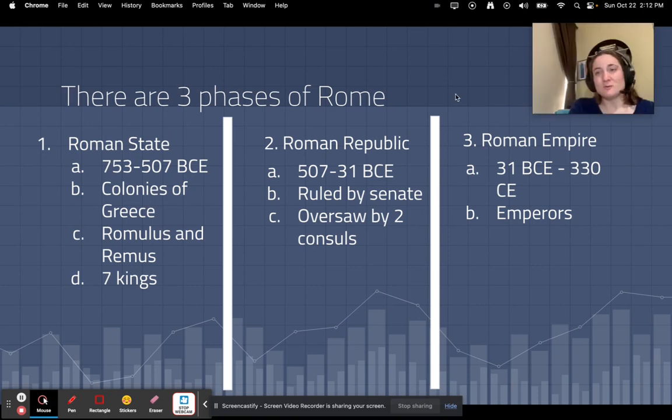So when we talk about the Roman Empire, right, we're in Unit 4, Rome. There really are three phases to ancient Rome. The first phase is the Roman state, the second phase is the Roman Republic, and the third and most well-known phase is the Roman Empire. So today I'm just going to go really quickly over the Roman state that lasted from 733 to 507 BCE.